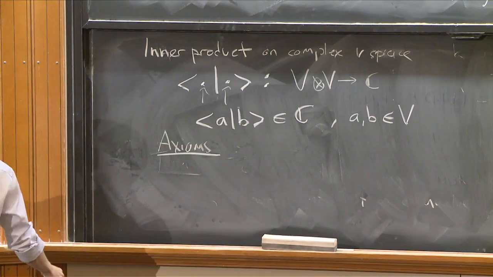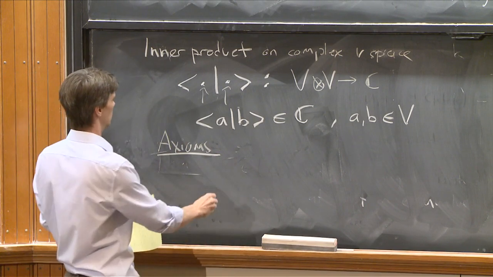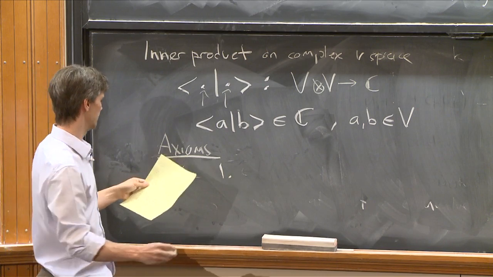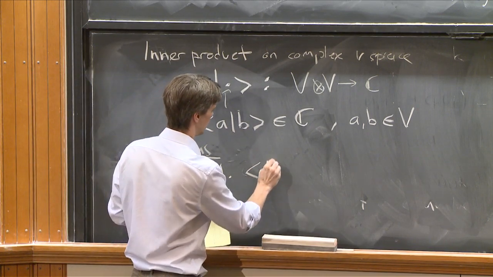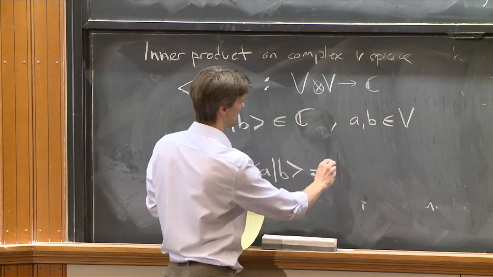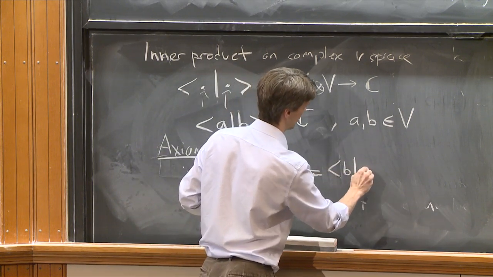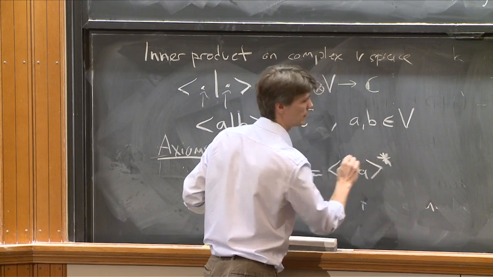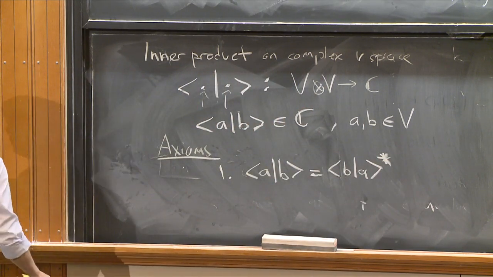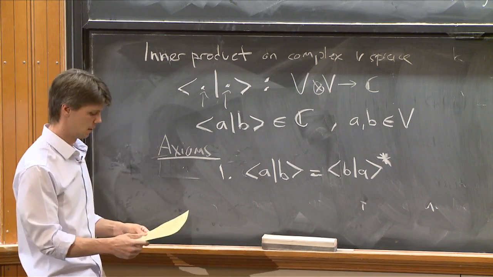And they look very much like what we've written here. So the first one is a slight modification. We want that AB is equal not to BA, but to its complex conjugate. Okay? And this is related to what I was discussing here.